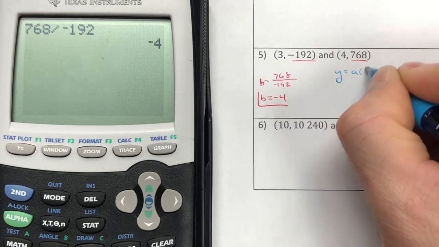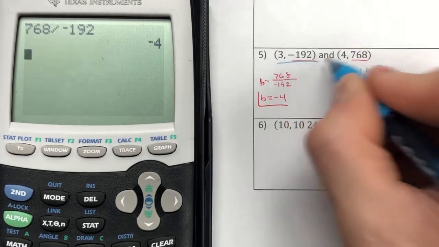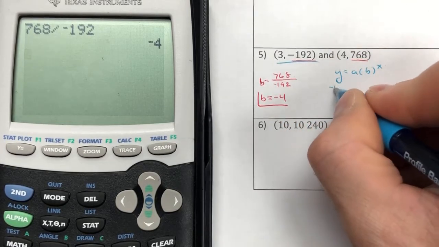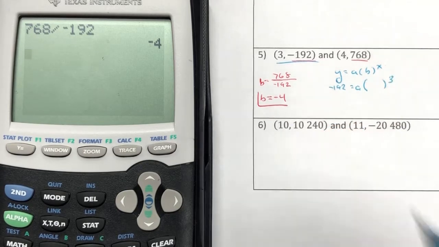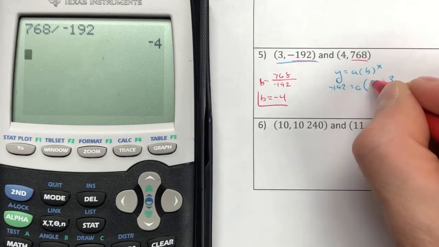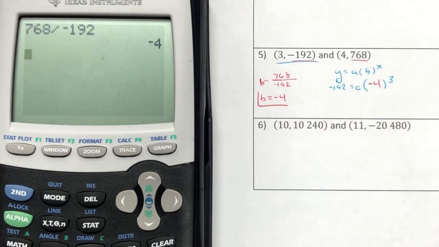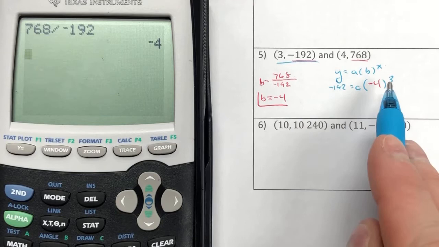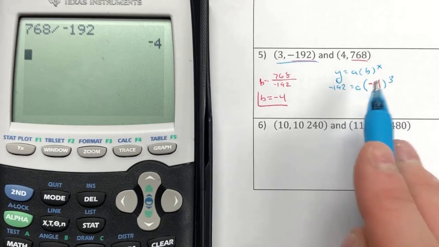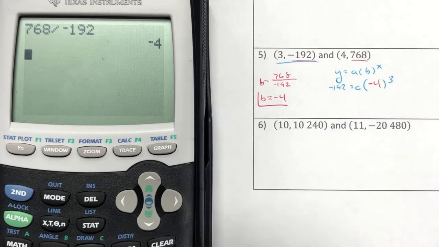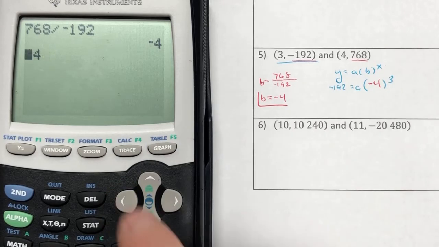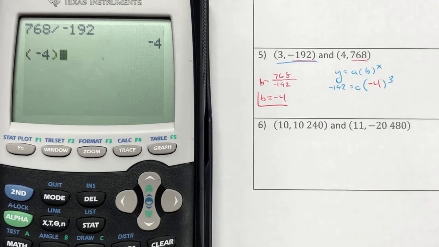y equals a times b to the power of x, and I'm going to use this point. So negative 192 is equivalent to a times whatever b is raised to the 3rd power, and that's negative 4. Well, negative 4 raised to the third power, we could probably do in our heads. 4 by 4 is 16, times 4 is 64. But just to make sure, let's raise negative 4 to the third power: negative 64.